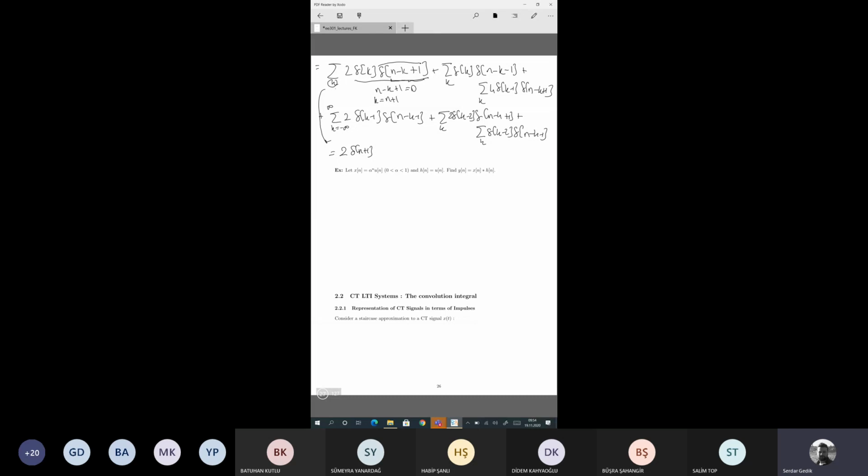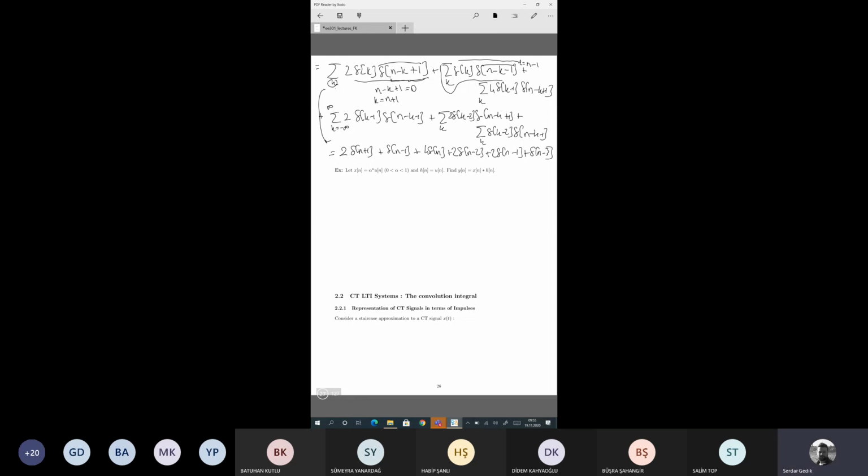What about the second term? The second term tells me that k should be equal to n minus 1. So if k is equal to n minus 1, this summation as a whole is nothing but 1. So it is simply impulse of n minus 1. You can go through all of the terms in this way, and if you do this, you will find that this is 4 times impulse of n plus 2 impulse n minus 2 plus impulse n minus 1 plus impulse n minus 3.